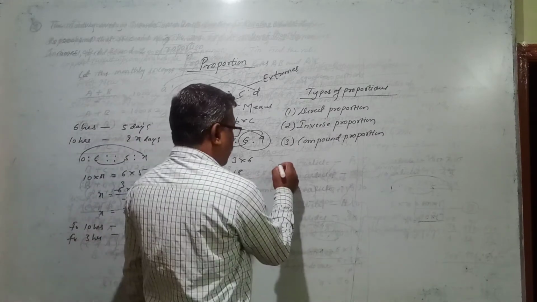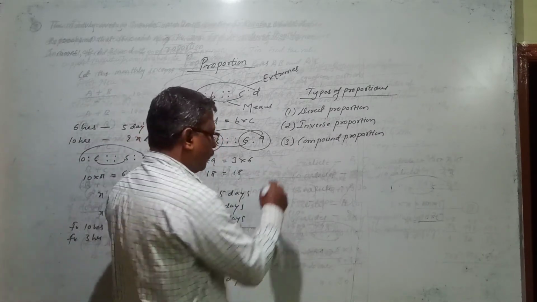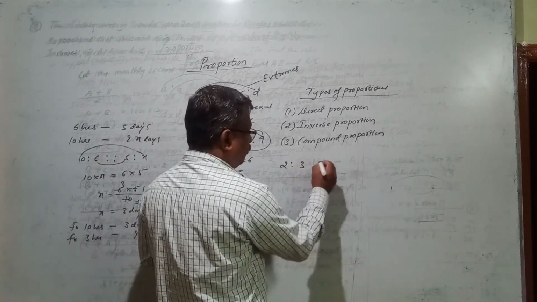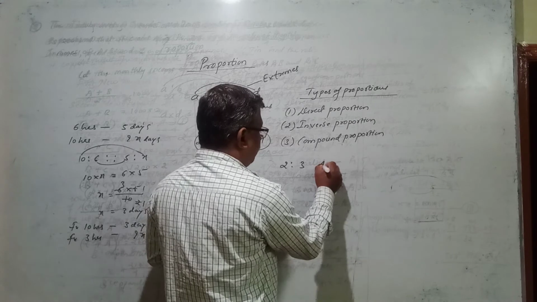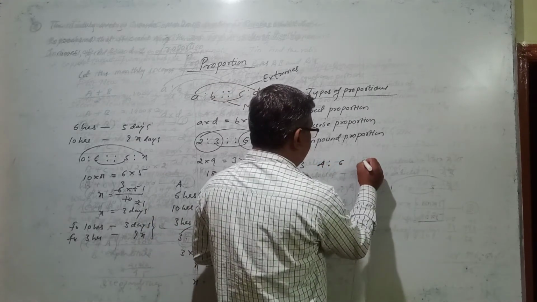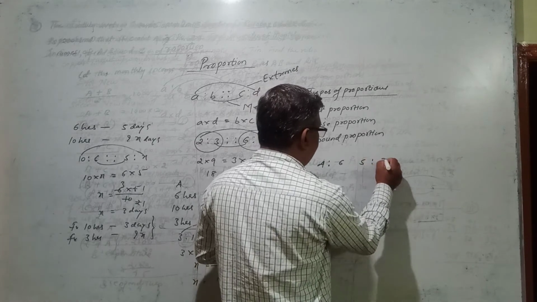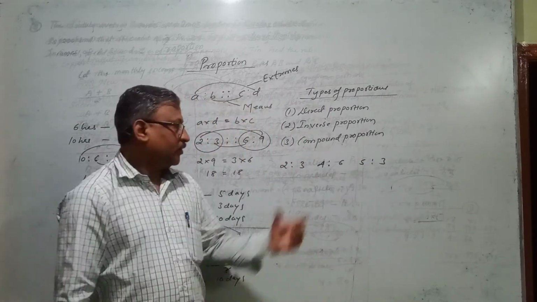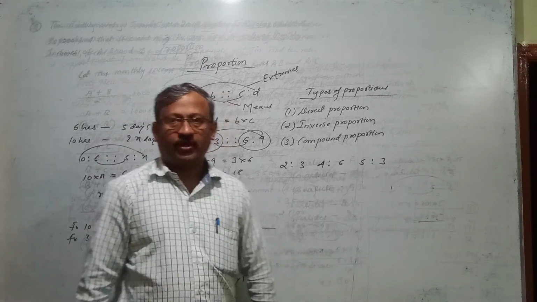Suppose there are 3 ratios, right? Suppose the first one is 2:3. This is the first ratio. The second ratio, suppose, is 4:6. One more ratio, suppose it is 5:3. Like these, 3 ratios are there. Clear? Now the question is how to put the proportion. Can you put the proportion?